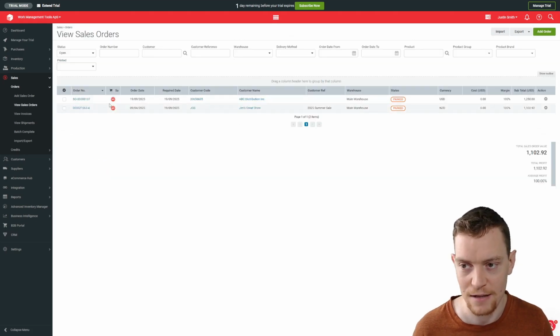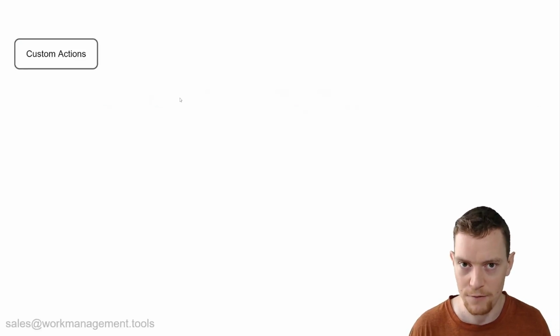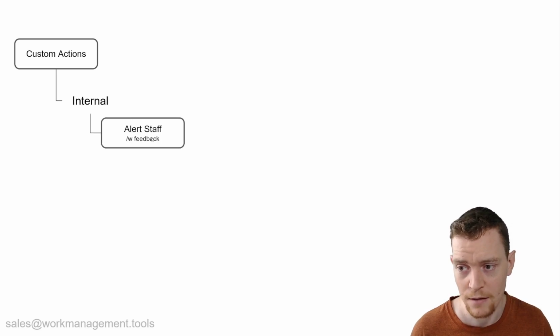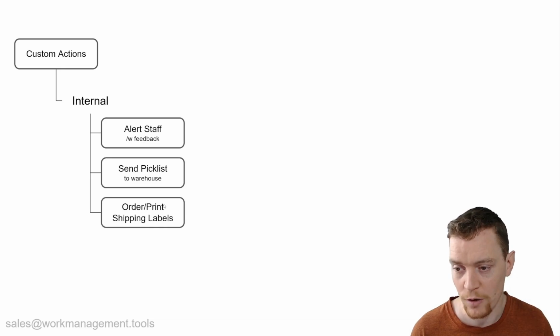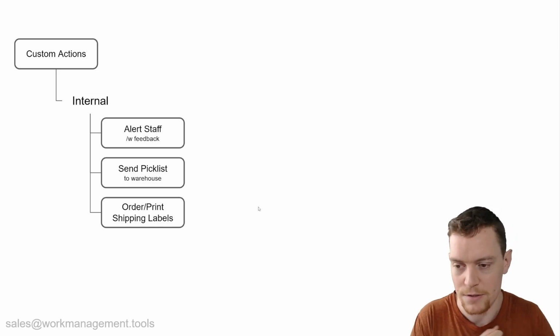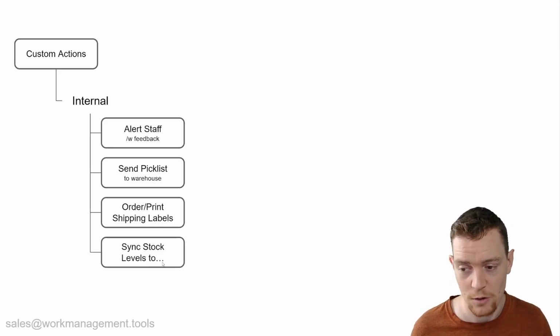So now that the data is in Unleashed, we can choose what other actions we want to have happen. We call these custom actions. Usually they happen after putting data into Unleashed, although some can happen kind of in the middle of the process. These can be things like internally alerting staff. You can see we had that staff email with the feedback links. Sending a pick list to the warehouse. We didn't see that today, but that's a common thing to do. Ordering or printing shipping labels, if your country has a function where that can be done automatically. The US definitely has that. Most countries do, to be honest. And then we can sync stock levels to somewhere.